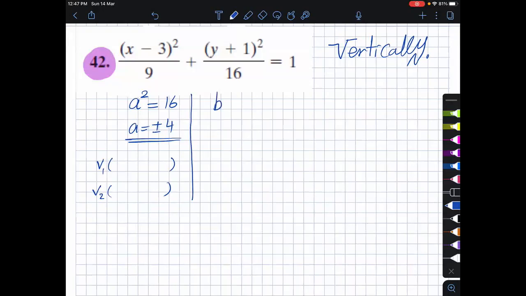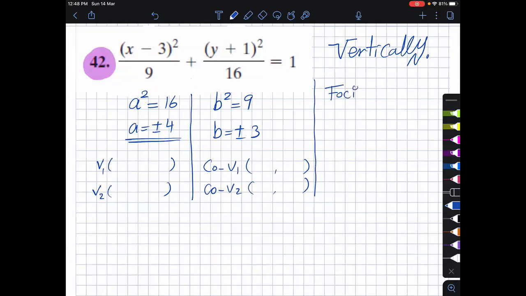We want b, so b squared equals 9. So b equals plus or minus 3. And also write co-vertex 1 and co-vertex 2, and leave your parentheses open. Okay, now quickly also find the foci.